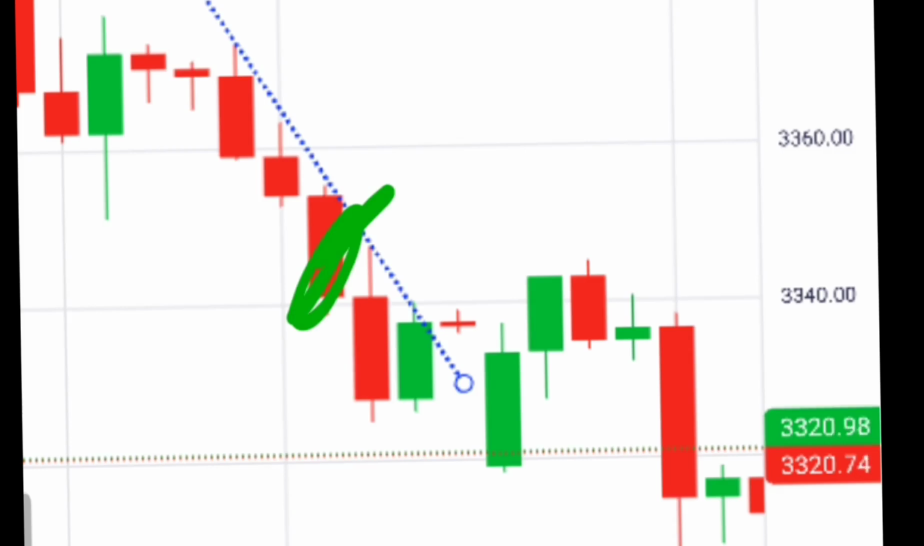So what do we do? Just imagine in your head that candle has not formed. So what we do is we first pick this trend line. When we pick this trend line, we keep it on the support. Right now, that is the support.